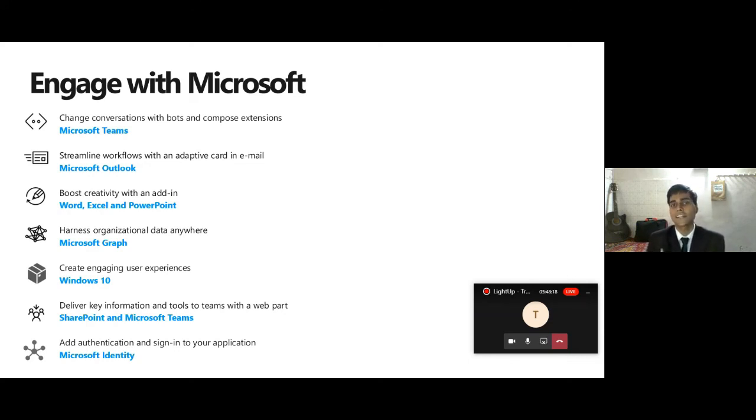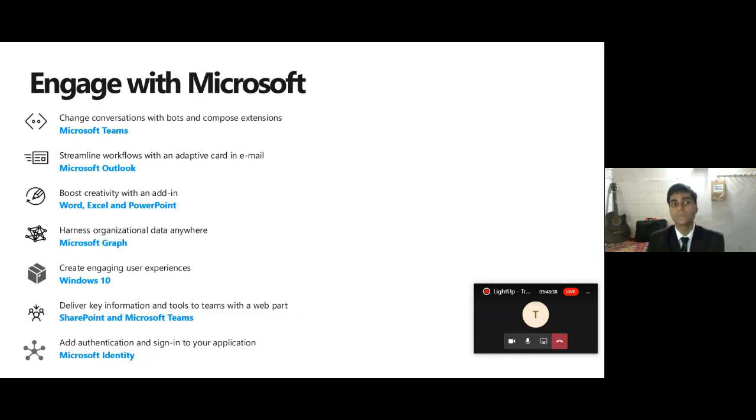Harnessing the organizational data everywhere. As I said, Graph is one of the most complex things that we have come across in Microsoft's M365. But it is also really helpful because M365 is helping us to engage with various customers using the data that is generated in real time, and we are able to create customer friendly and satisfactory experiences.